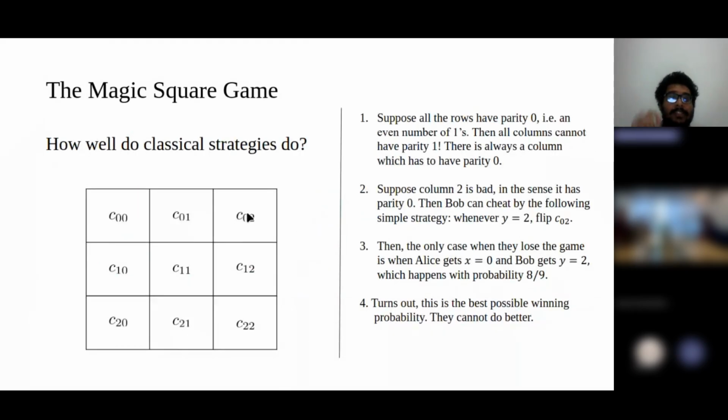So there is always a case when they are going to lose, even if Bob has this very simple cheating strategy. Okay. And what is the probability with which this condition happens? It's exactly 1/9, because x equals 0 with probability 1/3 and y equals 2 with probability 1/3. So with probability 1/9, they lose the game. And it turns out, from this it's very easy to prove that the best possible probability with which Alice and Bob can win the Magic Square game is actually 8/9.